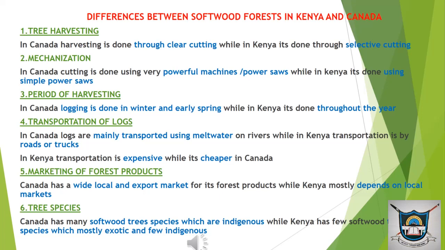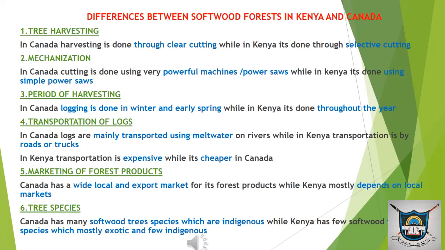The other point is on mechanization. In Canada, the cutting is done using very powerful machines or very powerful power source, while in Kenya it is done using simple power source. Then the period of harvesting. In Canada, the logging of trees is done in winter and early spring, while in Kenya it is done throughout the year.